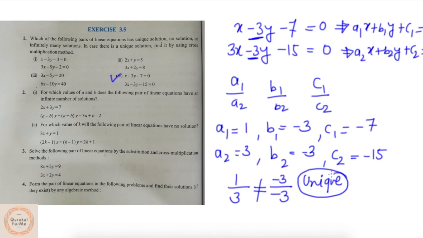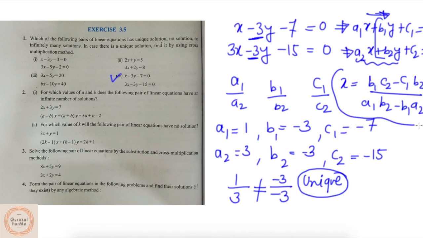And if this will have a unique solution, what you need to do is, by the method of cross multiplication. We saw that, in order to find x, you will write the formula as b1 c2 minus c1 b2 divided by a1 b2 minus a2 b1. And this is how you will find the answer for x.